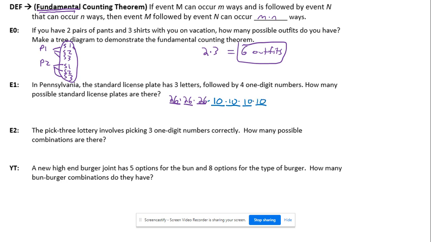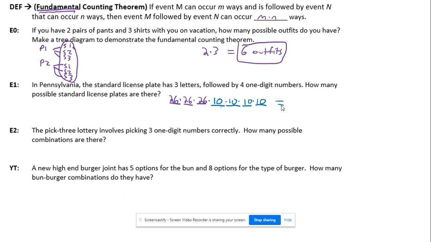So when you're talking about making a license plate, the fundamental counting theorem tells us there are 26 ways to choose the first letter, 26 ways to choose the second letter, times 26 ways to choose the third letter, times 10 ways to choose the number, then the next number, the next number, and the next number. If we multiply those all the way out, we're going to get our total number of options. So 26 times 26 times 26 times 10 times 10 times 10 times 10.